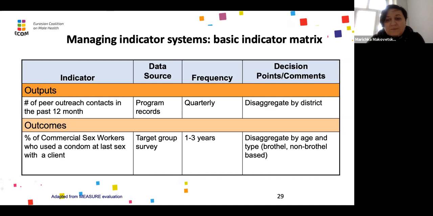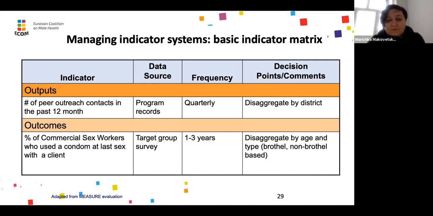So as a comment, you see that this indicator may be disaggregated by age. So you may have young sex workers, you may have sex workers under 50 or more than 50, or whatever you have. And you may disaggregate them by type, let's say those who are brothel-based or non-brothel-based sex workers, or you may disaggregate them by sex, like female or male sex workers. So anything you want.